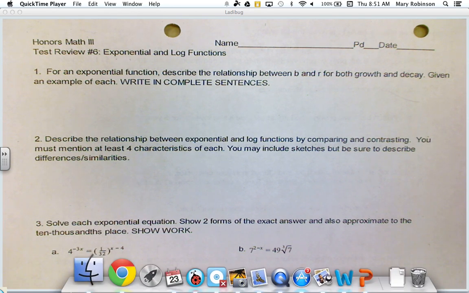This video is to cover test review for test 6 on exponential and log functions. For number 1, you were asked to describe the relationship between B and R for both growth and decay, giving an example of each, and write in complete sentences.